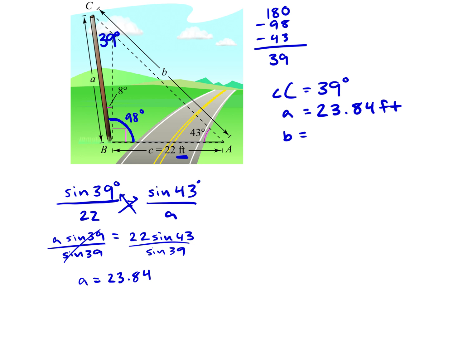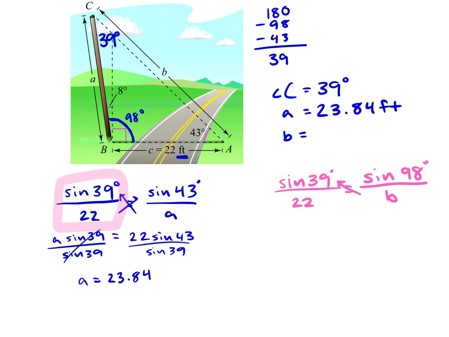Next, let's find B. We can use A as a proportion, but I would always just use what was given to you. Just in case we made a mistake in our math somewhere in A, we found the wrong answer, use the proportion that's given, because you don't want to use the wrong answer to then find the third thing. So since C was given to us, we're going to use C as our proportion to find B as well. So sine of C, which is 39, over side C, which is 22, is equal to sine of B. What's angle B? 98, over side B, which is just B.